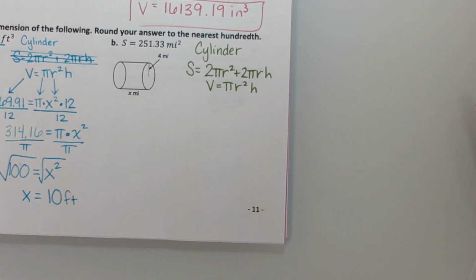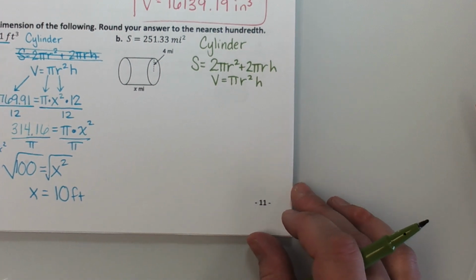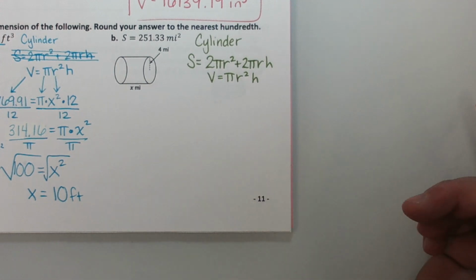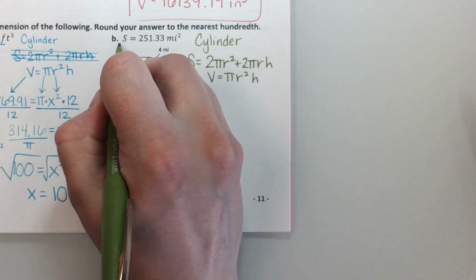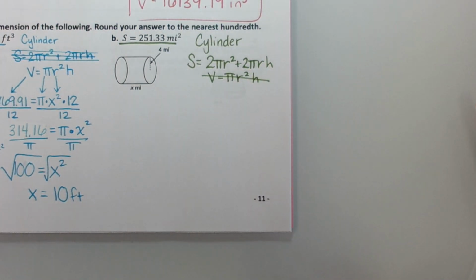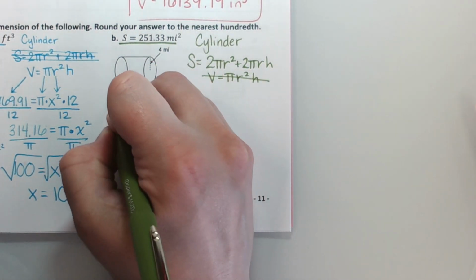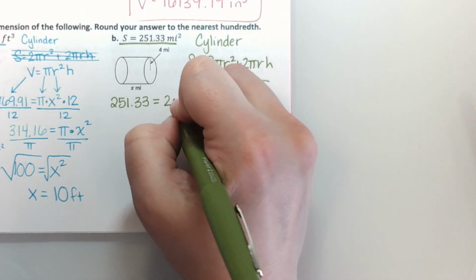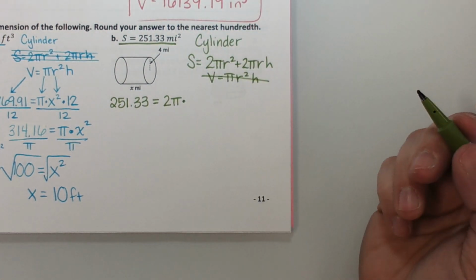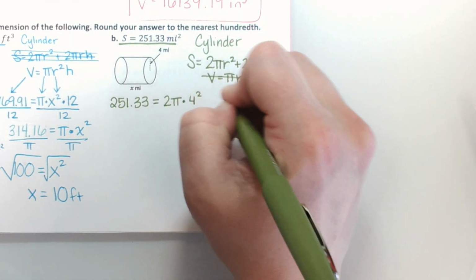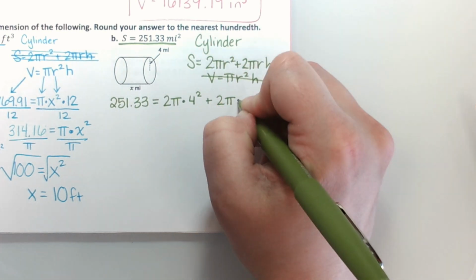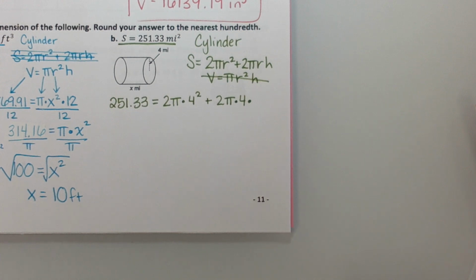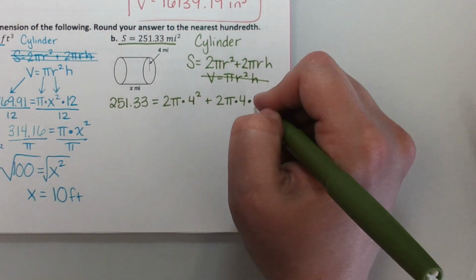Colin, which one do you think I'm going to use this time? What do you mean? Which formula? Oh, we're going to use the S. Why? Because that's what's given to you. They don't give you the volume. Correct. They give you surface area. So, 251.33 equals 2 pi times, do we know the radius? Yep. 4 squared plus 2 pi times 4 times, do we know the height? X.